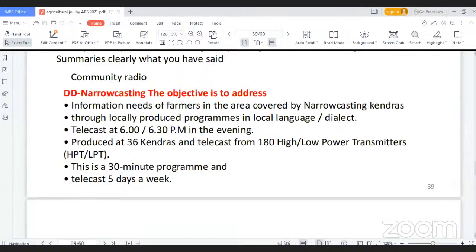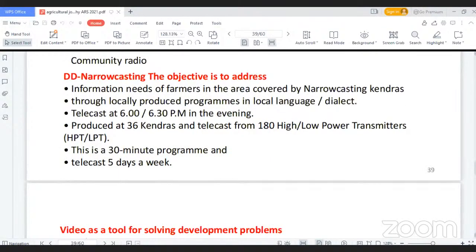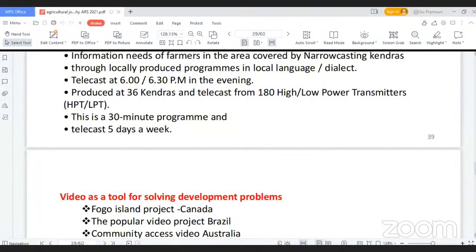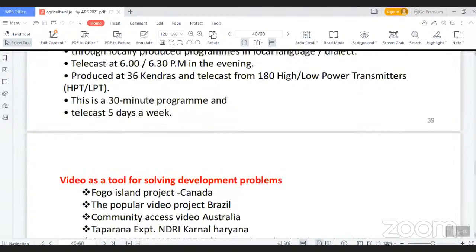This is based on FM radio, just like FM Mirchi or other FMs in Maharashtra, everywhere. DD narrowcasting is generally telecast at 6 to 6:30 p.m. in the evening. This is a 30-minute program, telecast 5 days a week. Generally, this program was produced in the local language and dialect, and also broadcast in the local language.